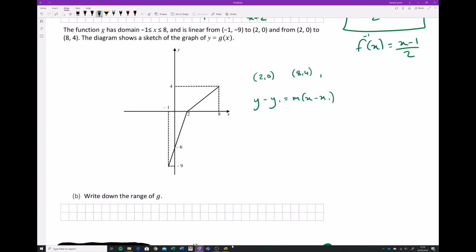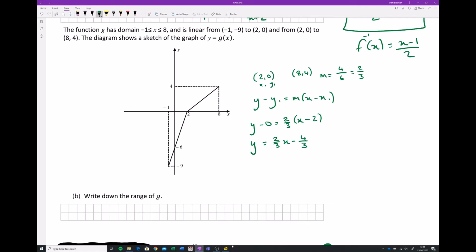Well, let's just go and get what the slope of it would be. Slope is rise over run, so how much has it risen? Risen by 4. How much has it moved over? It's moved over 6. So we're dealing with a slope of 2/3. So we'll just take x1, y1 to be this. So we get y minus 0 is equal to 2/3 of x minus 2. So we get y is equal to 2/3 x minus 4/3.